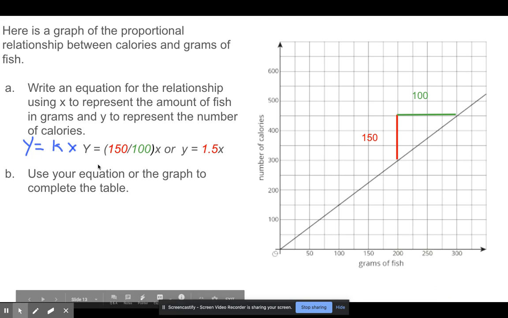So our equation is y is equal to 150 over 100 times x. And if we divide that, we have y equals 1.5x. And we know that if we want it to look like a slope, we could also put that over 1. So that means for each gram of fish, it's 1.5 calories.